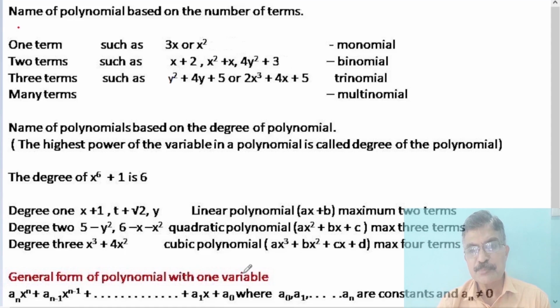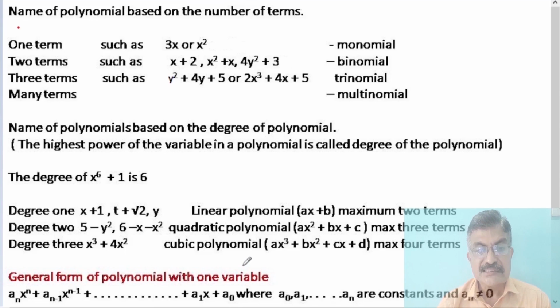So is there any relation between the maximum number of terms and the degree of the polynomial? Yes, there is a relation. The maximum number of terms is the degree of the polynomial plus 1. Minimum 1 term.